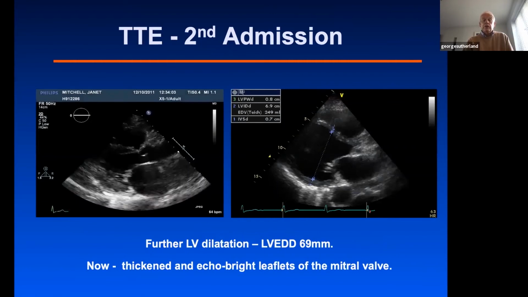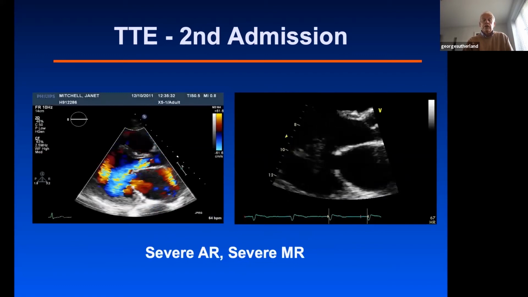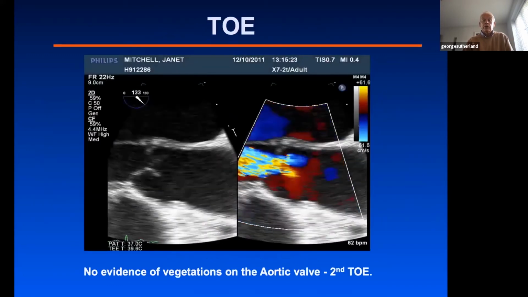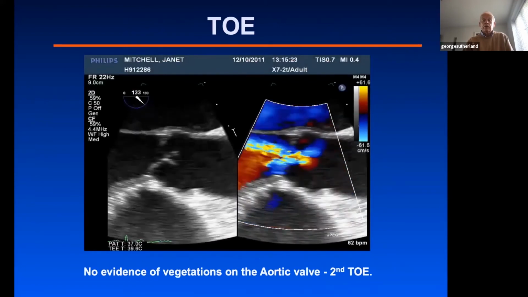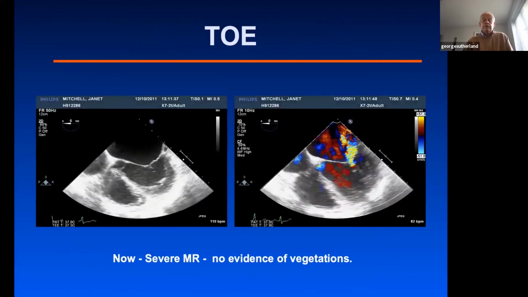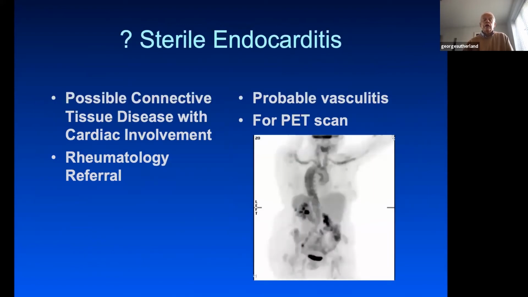The echo showed further left ventricular dilatation and now thickened and echo-bright leaflets of the mitral valve. This had appeared normal before. She had severe aortic regurgitation and severe mitral regurgitation, but again, no evidence on a second TOE of vegetations on the aortic valve. Nothing on the mitral valve either. Sterile endocarditis, possible connective tissue disease with cardiac involvement.